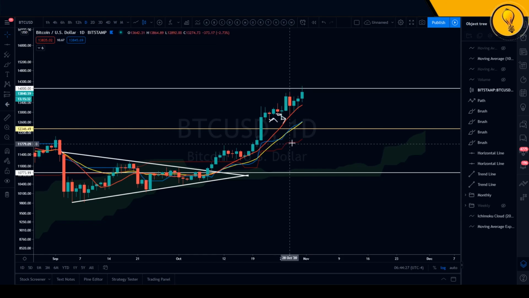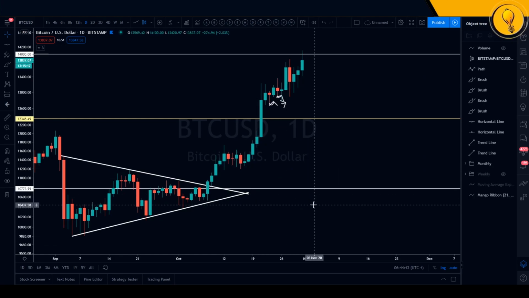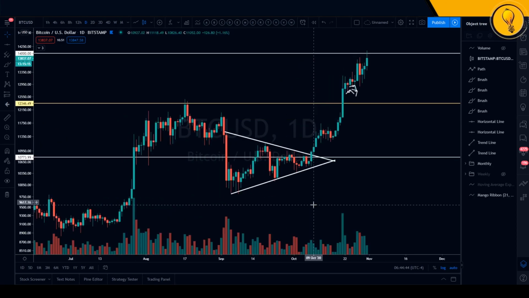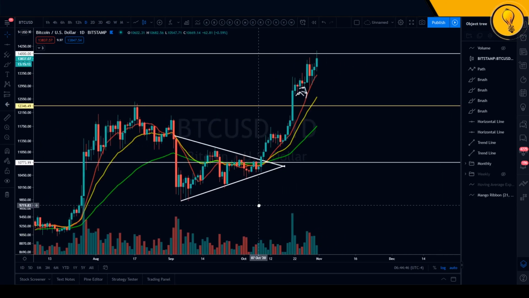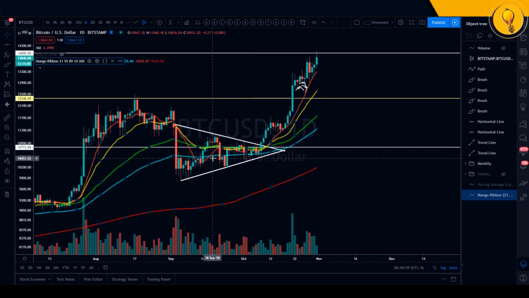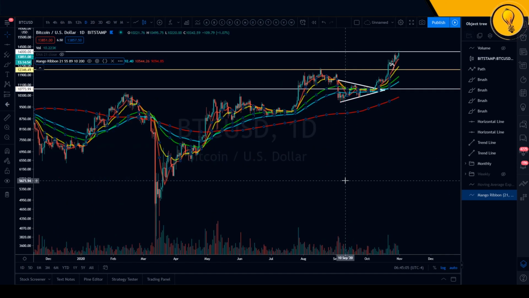The Tenkan and the Kijun have also had that beautiful positive upslope, and so does the 10 SMA and the 21 EMA. We have a bullish crossover set up. The cloud is green. Everything is looking extremely bullish. Let's actually also put on the mango ribbon and see what we're doing relative to our other EMAs and MAs. So this is a complete bullish crossover setup: 10 over the 21, over the 55, over the 89, and then 200. This is gold. This is gold for the bulls right now.